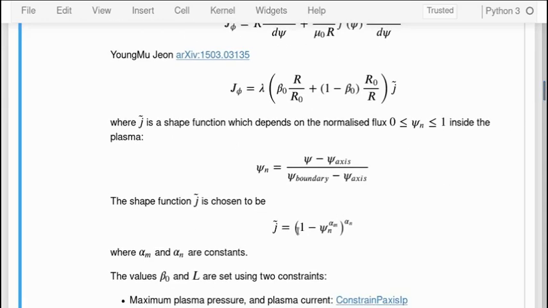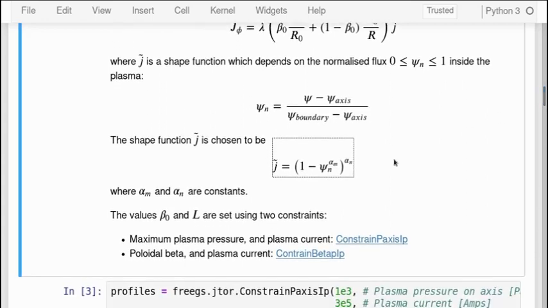And the shape function is written like this. So it has two parameters, alpha m and alpha n, which just change the steepness of the function. And it's a function of normalized psi. So this psi n is 0 on the magnetic axis, so when psi is equal to psi on the axis, and it's 1 when psi is equal to the boundary, psi on the boundary. So you see that J goes from 1 when psi n is 0 on the axis to 0 at the edge, and so we have no current beyond the edge of the plasma.